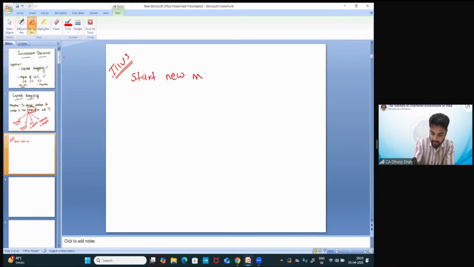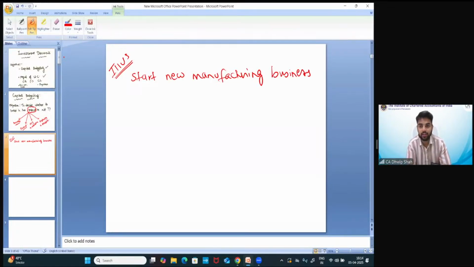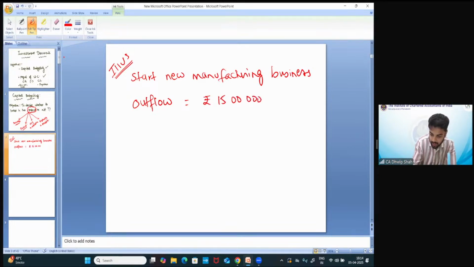So can I say again, this is a project. Starting a new business is a project. Let's say I want to start a new manufacturing business of kids wear. For that, I would need some amount of investment. My outflow, let's say my investment amount is rupees 15 lakh. So I invested rupees 15 lakh in the business.